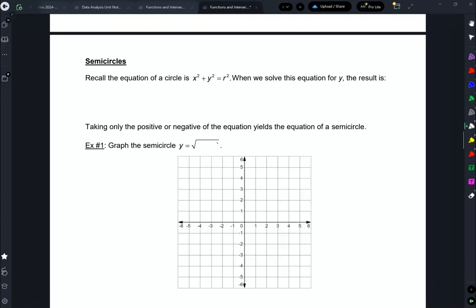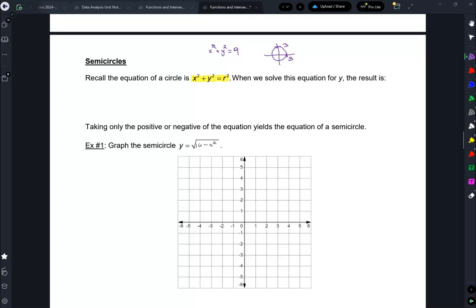We're still moving on. So let's talk about semicircles. Back in geometry, you learned that the equation of a circle is x squared plus y squared equals r squared. So for example, x squared plus y squared equals 9 would have given you a circle with a radius of 3.